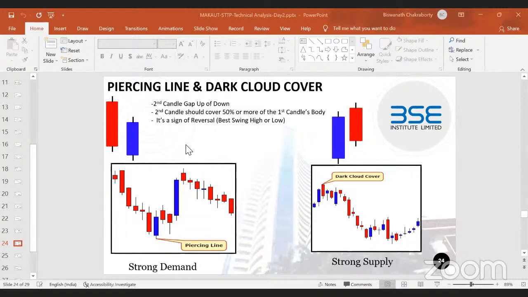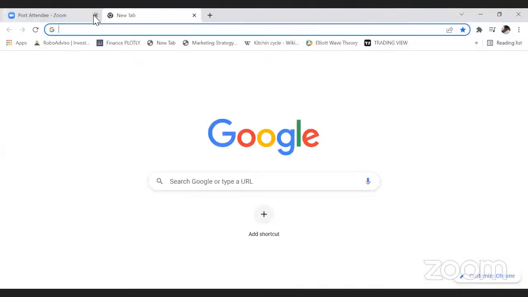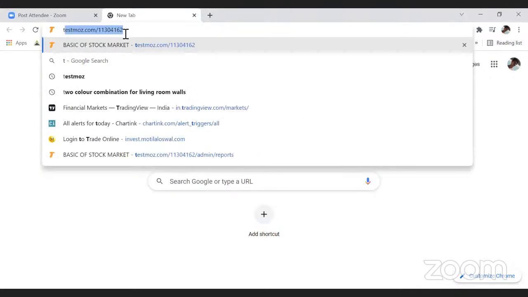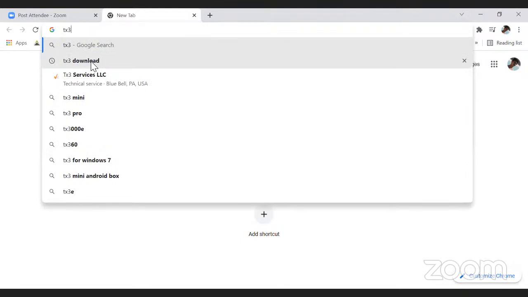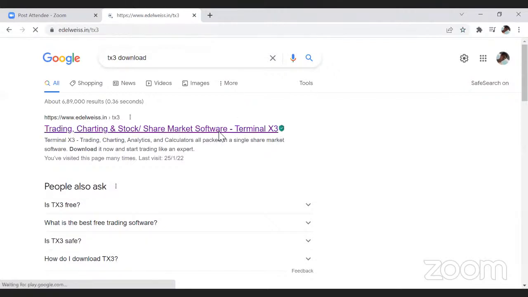Sir, I have one more question. You said that MetaStock is free. Where can I download it? You can download it. Just a minute, let me check. First, I will show you the TX3 part from where we can download. Once I click on the TX3 download, this screen will appear. There is www.edelweiss.in. Once we click, the Edelweiss page will open.